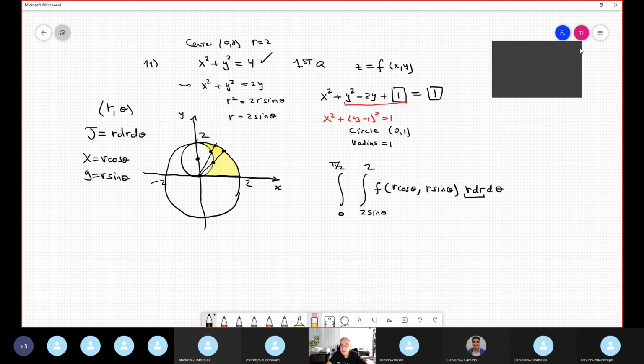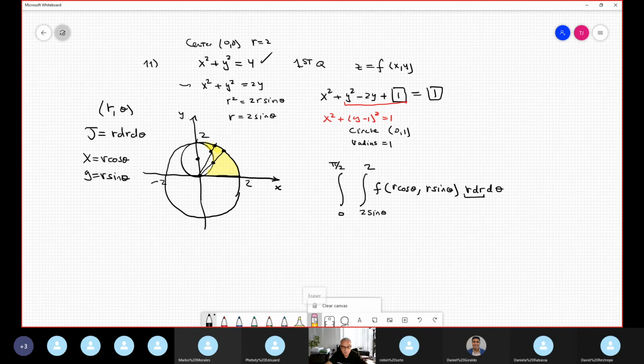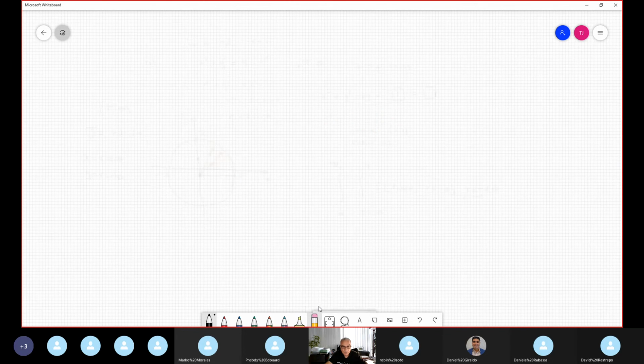Okay, let's move on to number 12. 12 now. Similar. Compute the volume. Oh, it's a volume. Compute the volume.